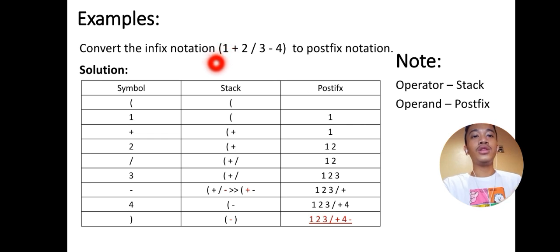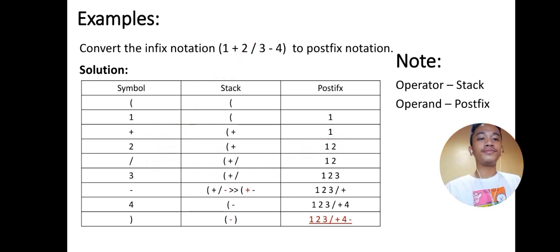So you know the drill. We need to scan it one by one. We have the open parenthesis. Open parenthesis is an operator. We need to place it in the stack. And postfix, nothing happened. Empty. Next, we have 1. 1 is an operand, and we need to put it in the postfix section. And the plus sign is an operator. We need to put it in the stack section next to the open parenthesis. And for the 2 symbol, 2 is for the postfix section since it is an operand.